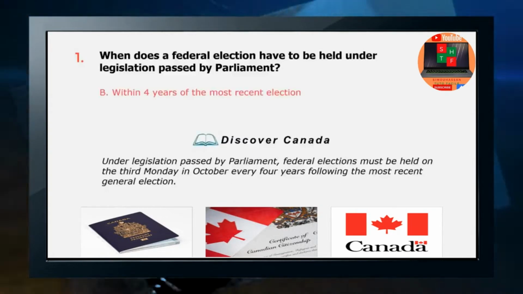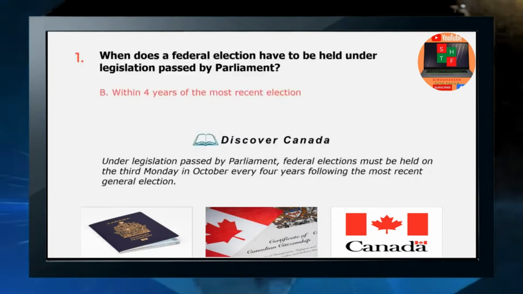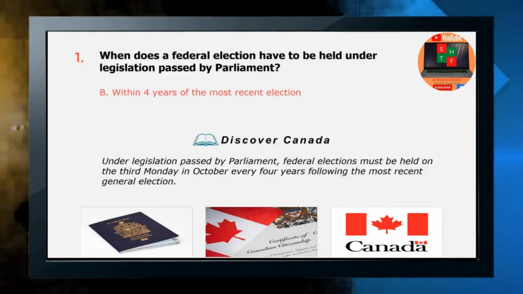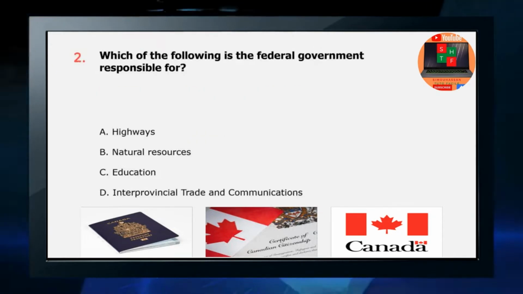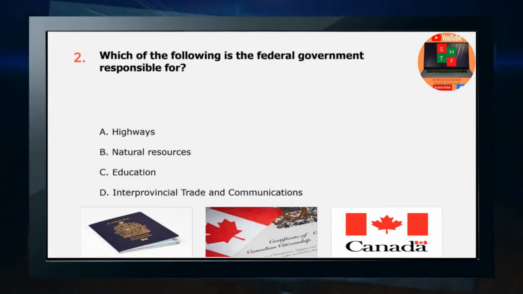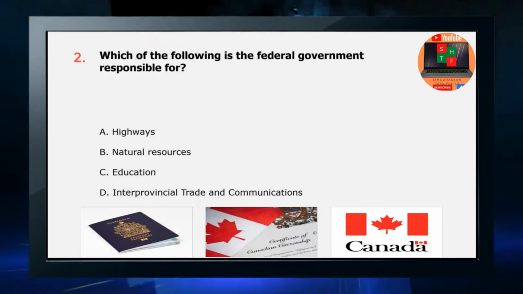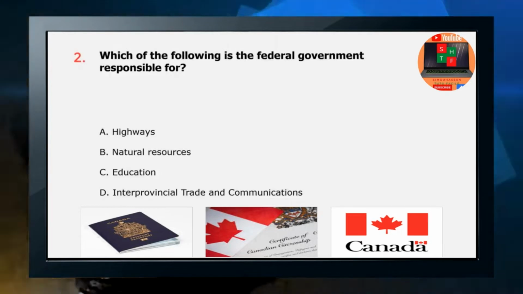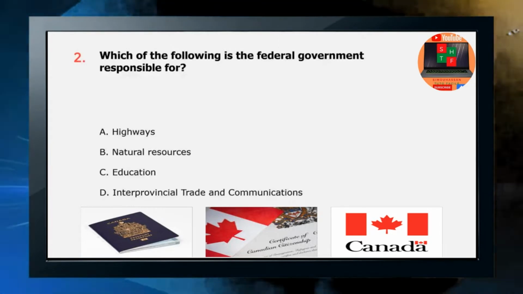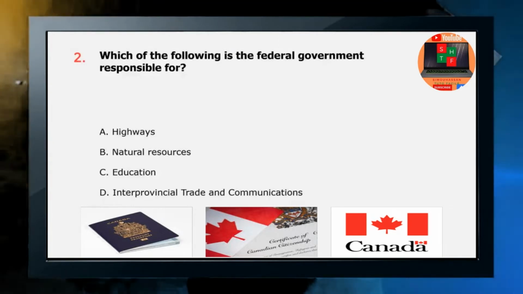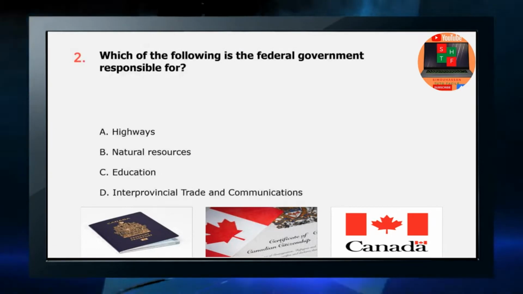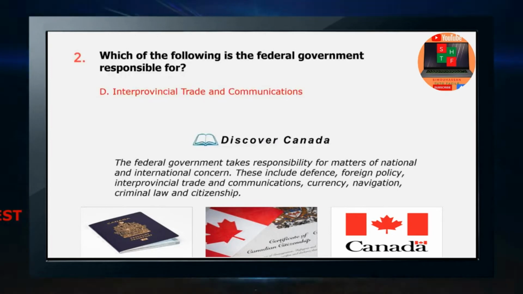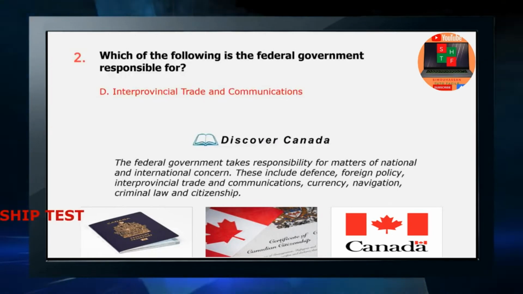The answer is B. Within 4 years of the most recent election. Question 2. Which of the following is the federal government responsible for? A. Highways. B. Natural resources. C. Education. D. Interprovincial trade and communications. The answer is D. Interprovincial trade and communications.